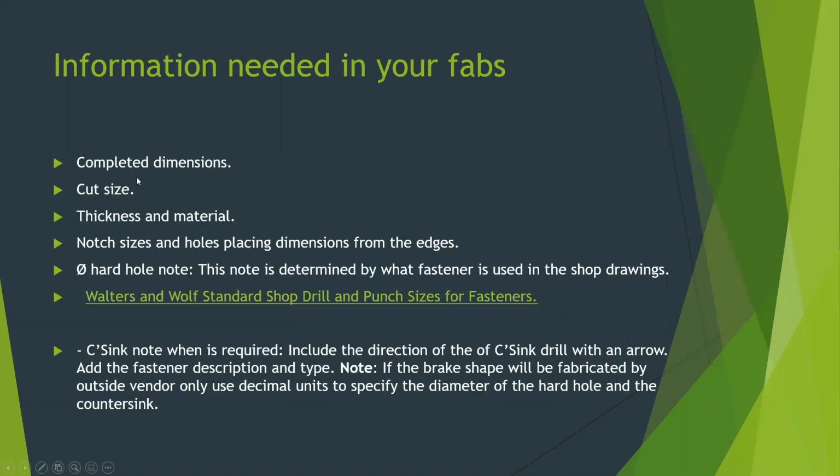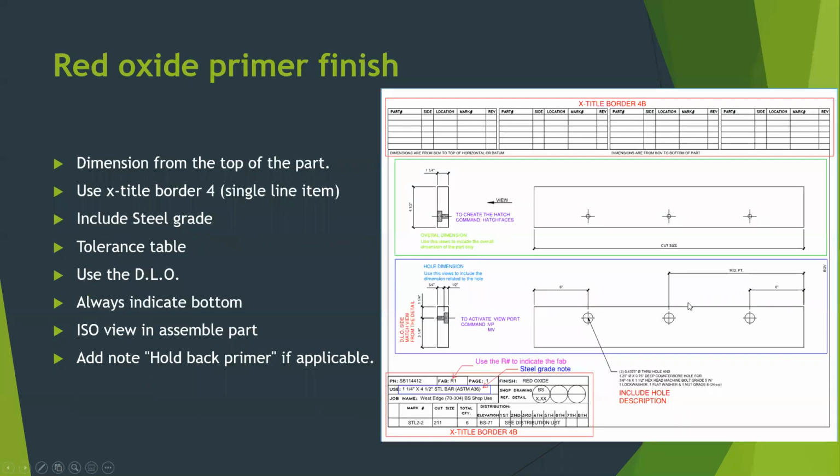For example, we're going to need complete dimensions, the cut size, the thickness and material, the notches and holes, placing dimensions from the edge. We're going to need the diameter of the hard hole, and we can use the Walters and Wolff standard shop drill and punch size fasteners. In case we are using a countersink hole, then we need to include the direction of that countersink drill with an arrow, and we need to include the fastener description and type. So let's see an example of how your steel bar looks.